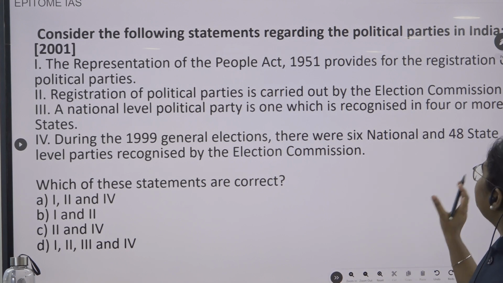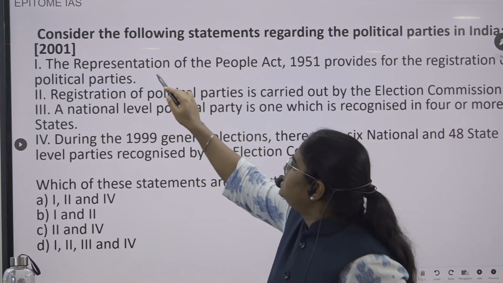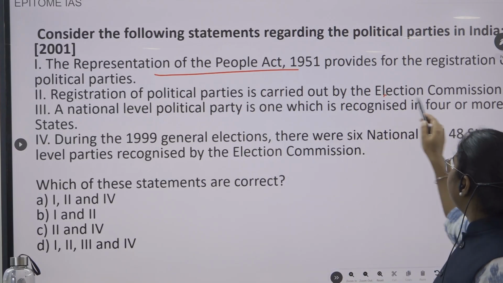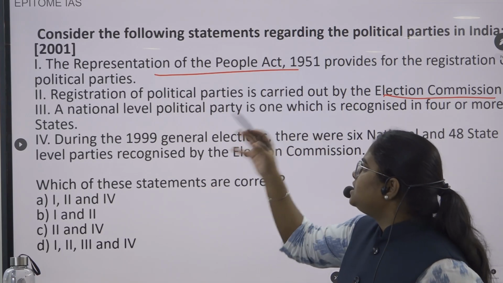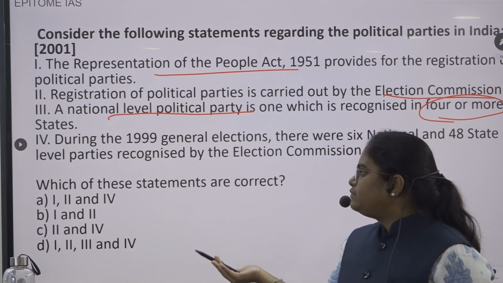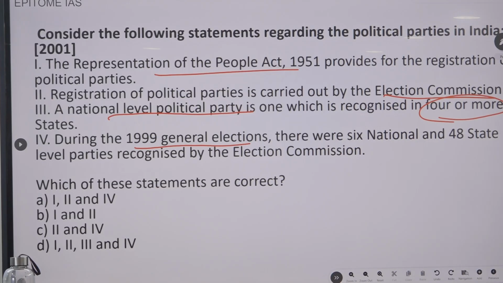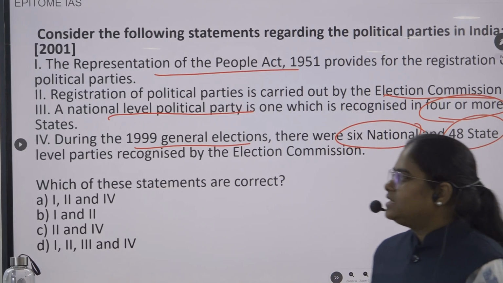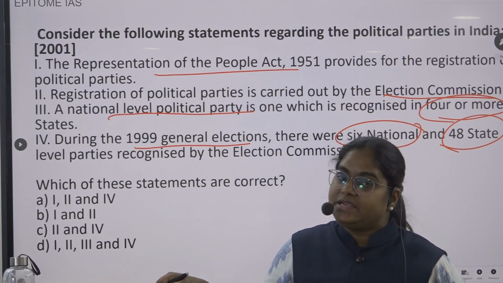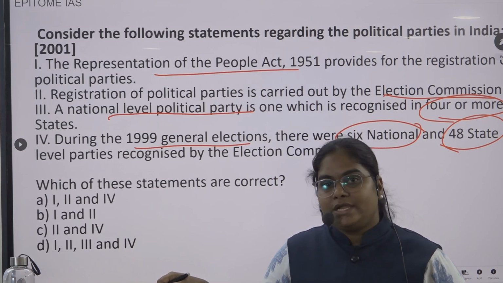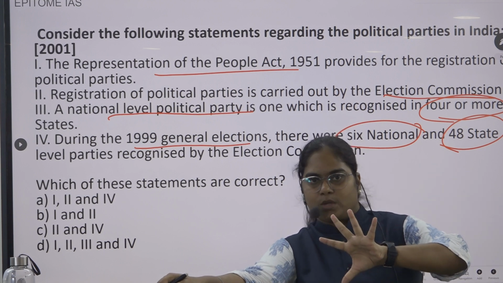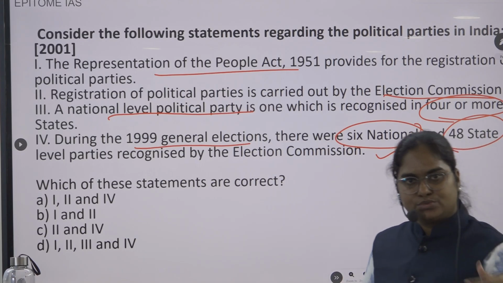Consider the following statements regarding the political parties in India. The Representation of People Act 1951 provides for the registration of political parties. Statement 2. Registration of political parties is carried out by the Election Commission. Statement 3. A national level political party is one which is recognized in 4 or more states. Statement 4. During the 1999 general election, there were 6 national parties and 48 state parties. It's not possible that you know statement 4, because they are asking about 1999. Even if you don't know, it's okay, but try to remember how many national or state parties are there currently. Anyway, this statement is correct, no need to remember this.